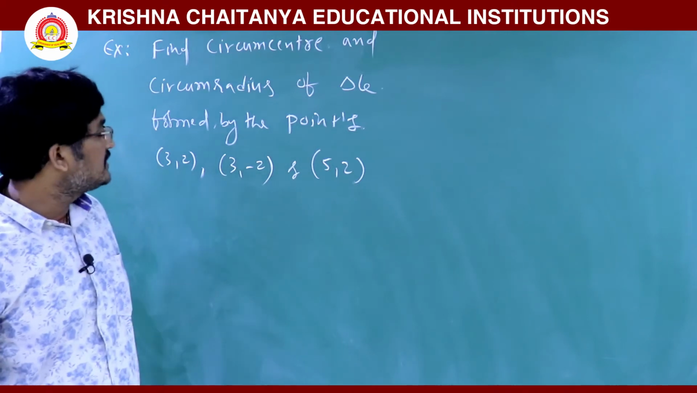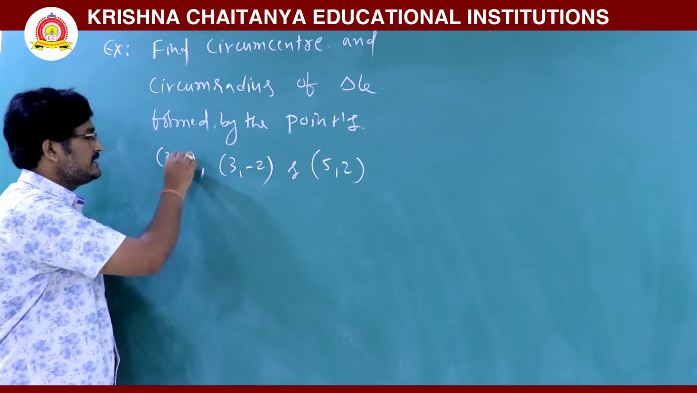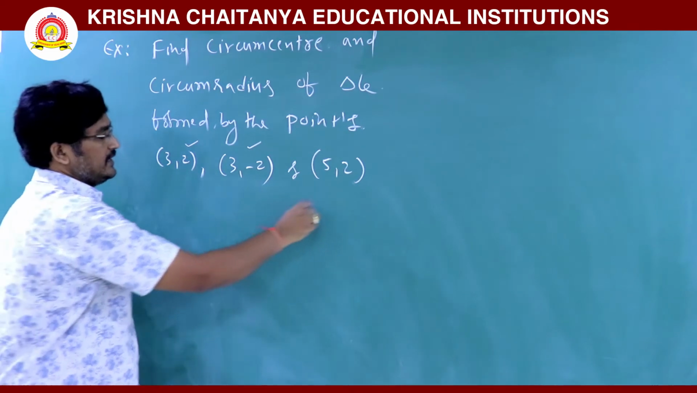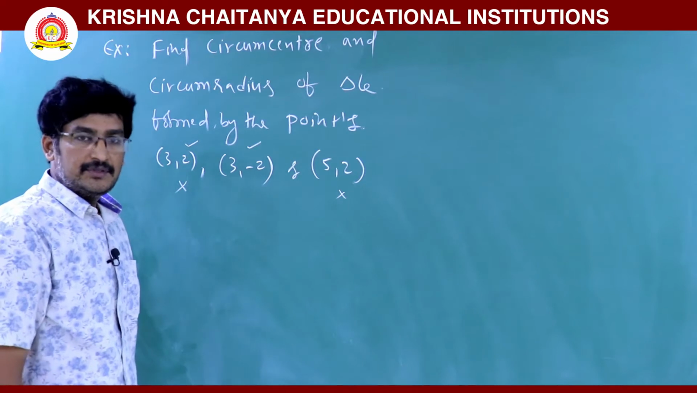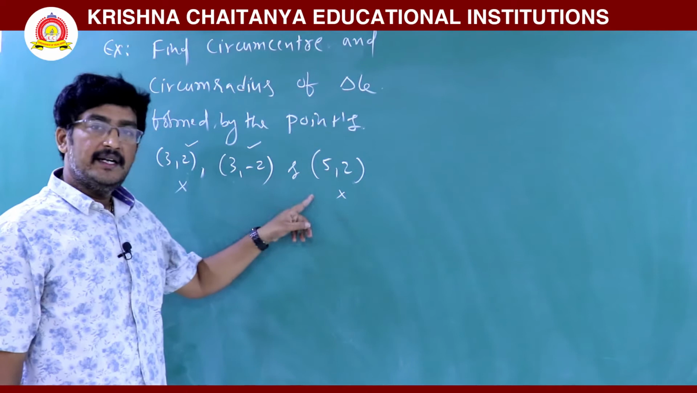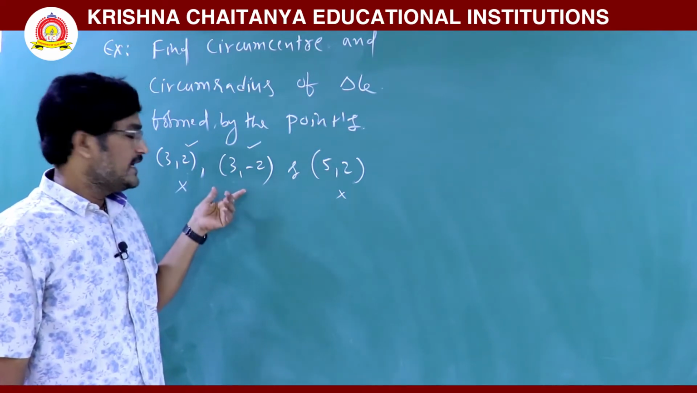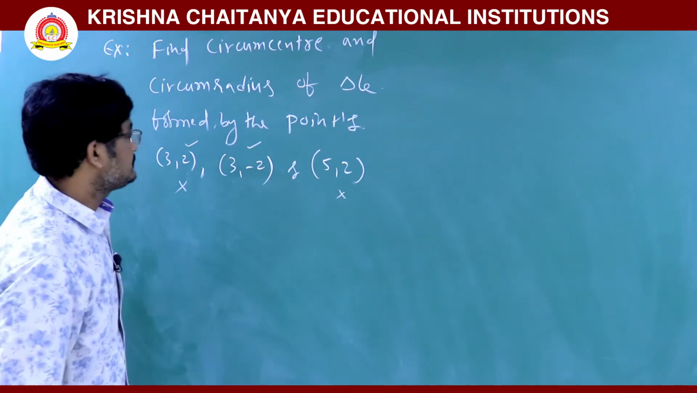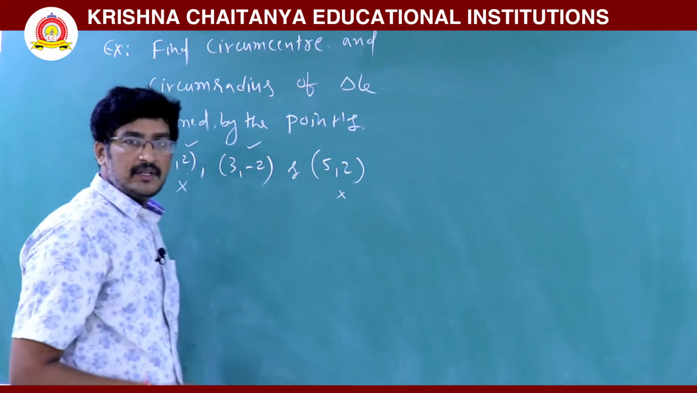So you have to observe those three given points. In these two points, the abscissa is the same. In these two points, the ordinate is the same. So you know, in the coordinate system, these three points always form a right angle triangle. I already explained this in the last session. Now suppose we have to locate these three points in the coordinate system.